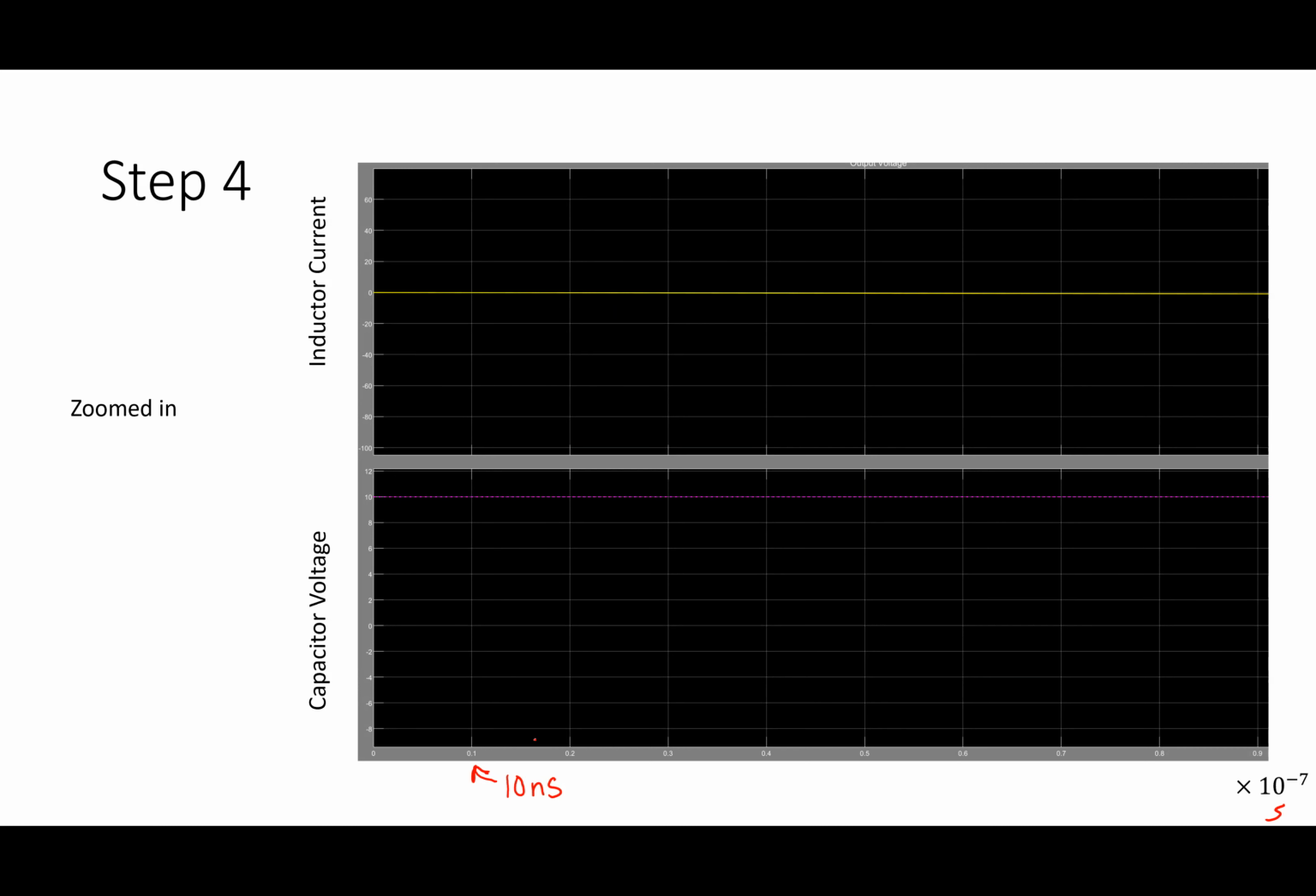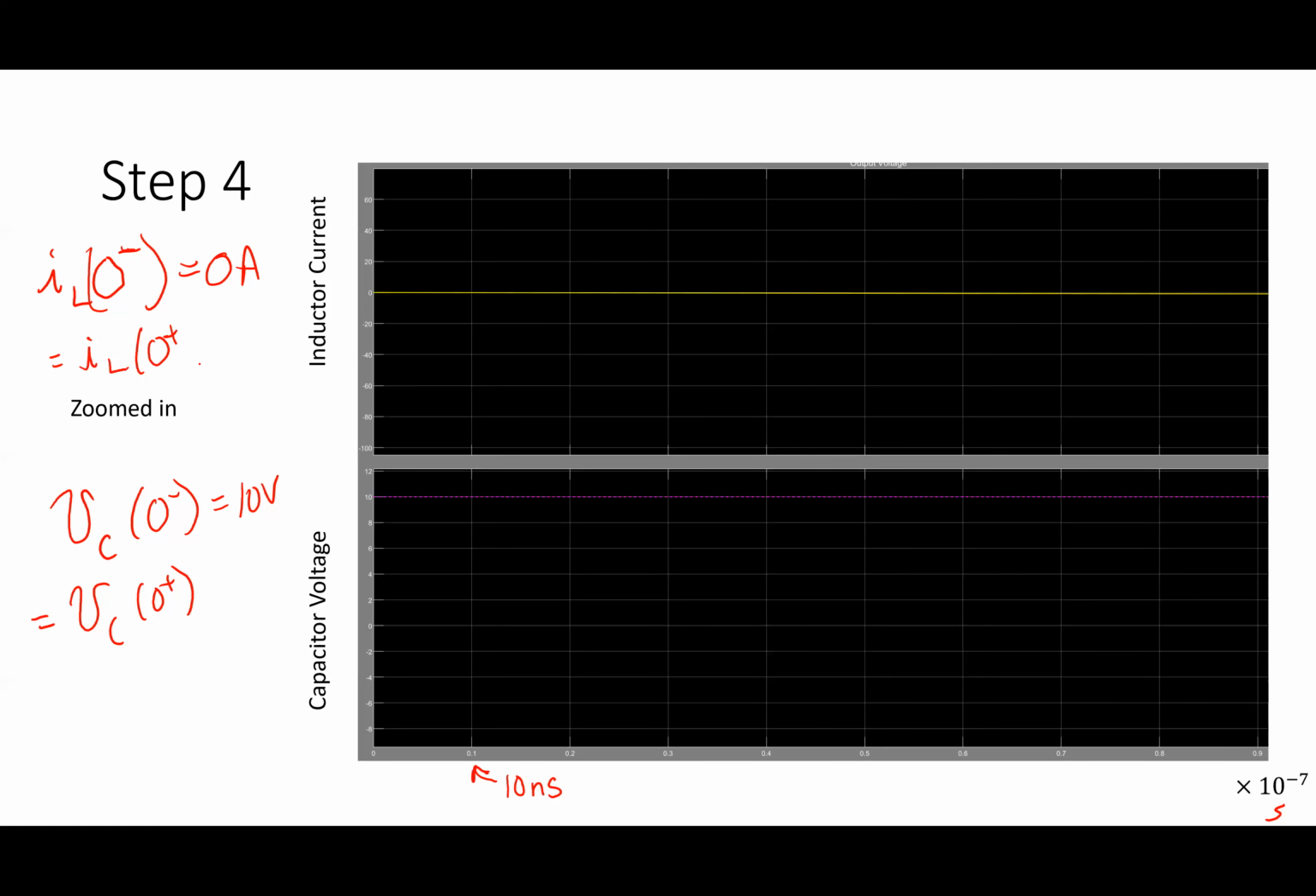So if you look at this, we said that I sub L of 0 minus was 0 amps, and V sub C of 0 minus was 10 volts. Here, 10 nanoseconds after the switch is moved, what's true about the capacitor voltage? It hasn't changed. So I'd say V sub C of 0 plus is still the same thing. What about I sub L? It hasn't changed either.